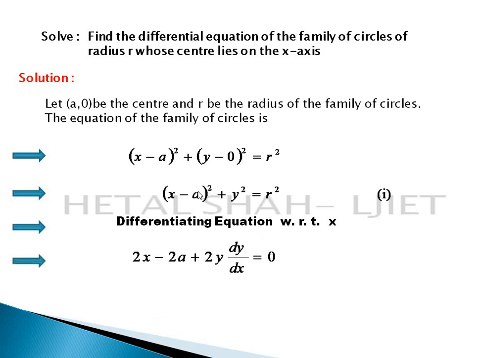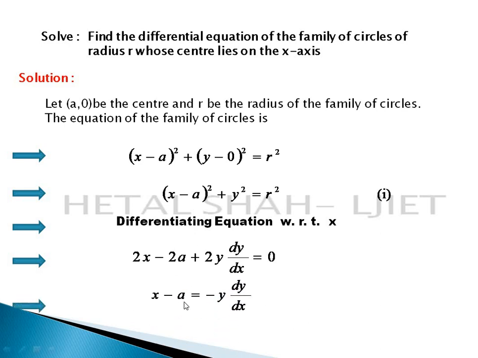The derivative of this equation is 2x minus 2a plus 2y dy/dx is equal to 0, because the expansion of (x minus a) square is x square minus 2ax plus a square. So the derivative of x square is 2x. The middle term is minus 2ax, so its derivative is minus 2a, and the last term a square is constant, so its derivative is 0. The derivative of y square is 2y dy/dx. Here r is again constant, so the derivative of r square is 0.